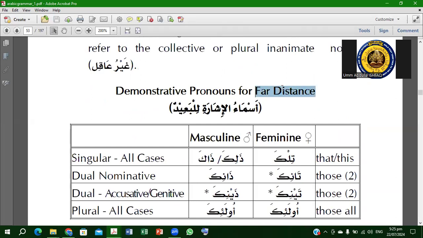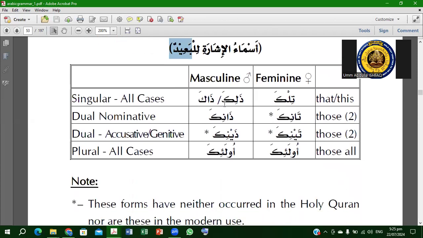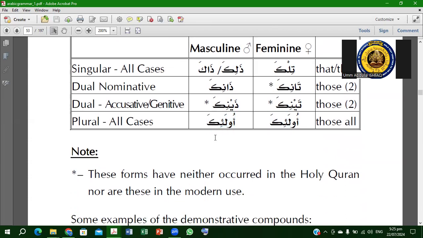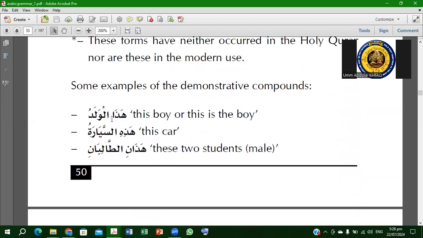For far distance, it is called in Arabic ba'id. Asmaul ishara lil ba'id, distance, far distance, right? And that is dhalika for male, tilka for female, and ulaika same, male and female same for plural. Okay. So there will be one noun and then isme ishara, and this is the structure how it works. Hadal waladu, this boy. If you want to say this boy, how will you say hadal waladu?